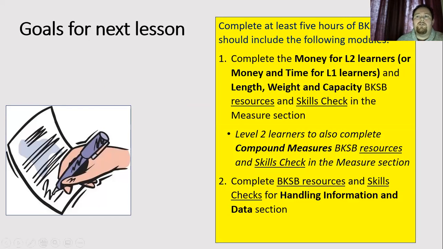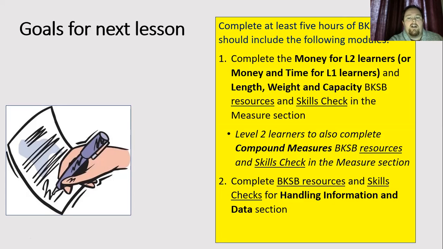So what are your goals for next week? Next week we'll be back in the class as normal, online. I'd like you to do your 5 hours of learning as usual. And this time you should aim to complete the following modules. You should complete the money section for level 2 learners, or if you're level 1, the section is called money and time. You should also complete the length, weight, and capacity modules for BKSB resources and skills check.